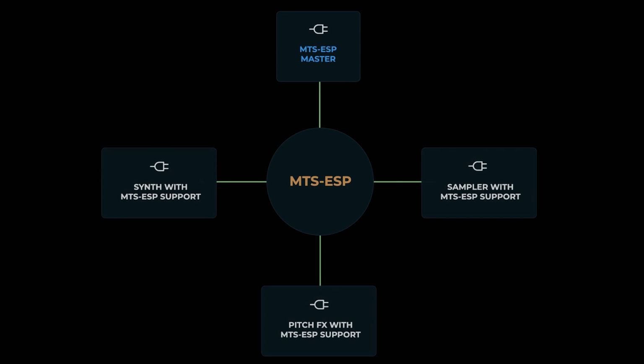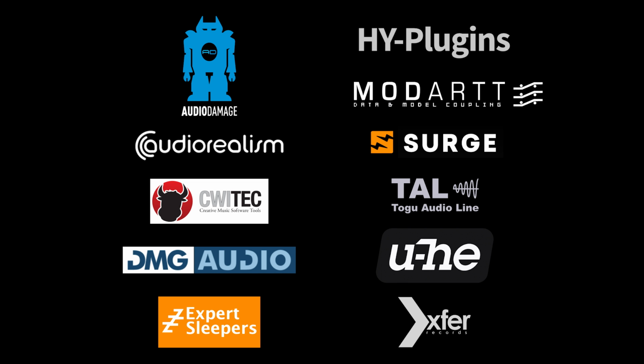At its heart is MTS-ESP, a new software solution that allows plugins to automatically connect to each other and share tuning information. With MTS-ESP, a single master plugin is in control of tuning. Any other plugins that support MTS-ESP will automatically connect and follow the master's tuning. These could be synths, samplers, or pitch effects such as a pitch shifter. Any developer can add support for MTS-ESP to their plugins, and doing so takes no time at all. We are pleased to announce support from some of the industry's leading names, with more to follow.